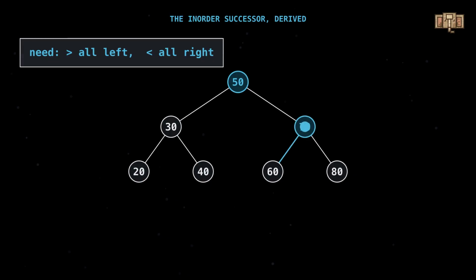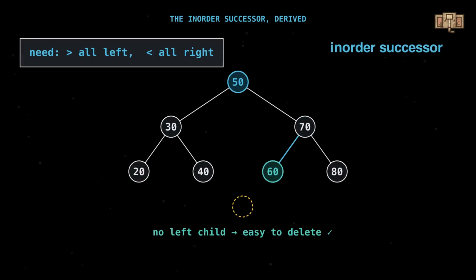We take the smallest value on the right, the in-order successor. You find it by walking left as far as you can. So it has no left child, a node we already know how to delete the easy way.